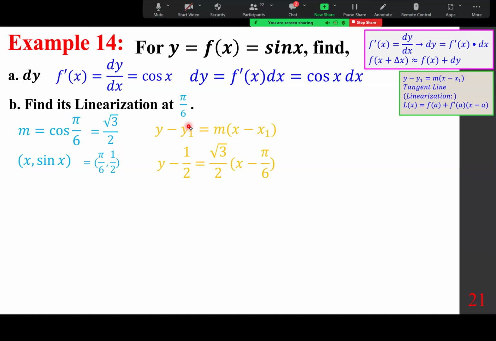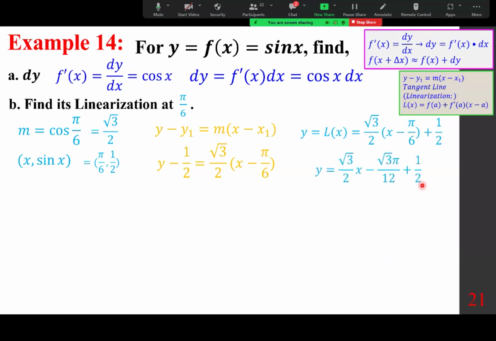So we distribute and we move the negative 1/2. So y, L of x, becomes square root of 3 over 2 times x. Multiplying these two gives us minus square root of 3 pi over 12 plus 1/2. And you keep it as that. This is an exact answer. Leave it be.